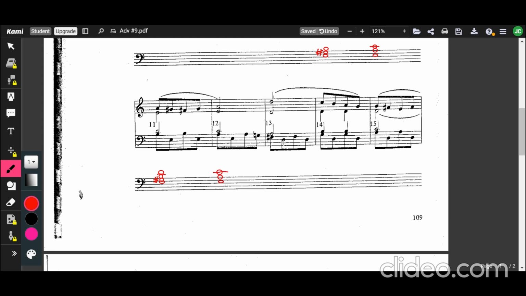For measure 13, we have a B and a D in the bass, and then an F sharp and an A, and just two D's in the treble clef. For measure 14, we have a D in the bass yet again. Then we have a G and a B, and in the treble clef we have more D's, and then B and G. We also have an A and a C that are not in the chord.